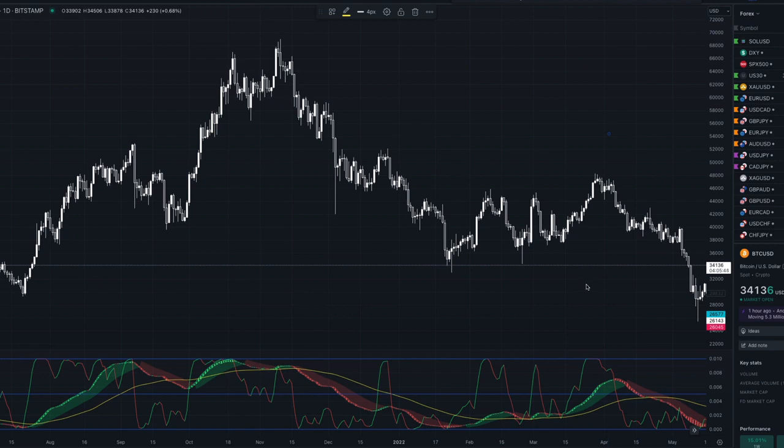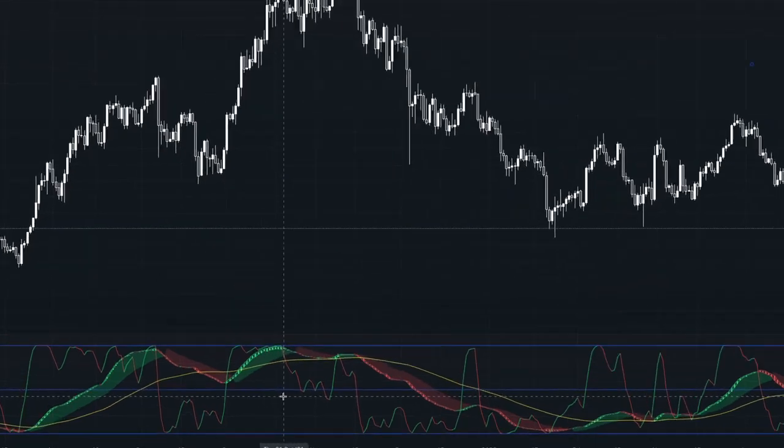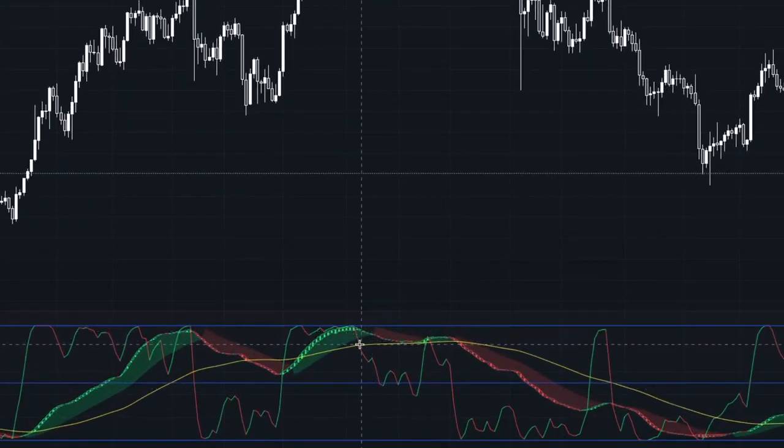Another setup that I want to show you is divergences. The cumulative delta is amazing at spotting divergences. So here I am on the Bitcoin USD chart, the daily chart. This looks like November 21. If you were following this, November of 2021, you can see the signal right here.